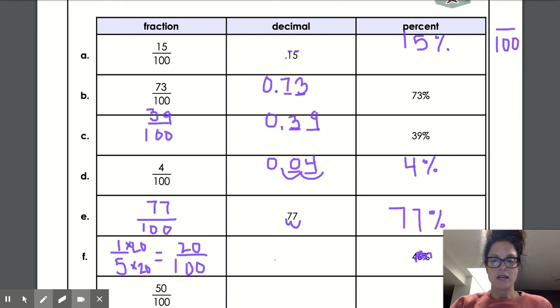So just keep in mind that percents are always out of 100 right up here. So if you do not have a denominator of 100, then you need to find an equivalent fraction to make 100 so that you can find the right percent.